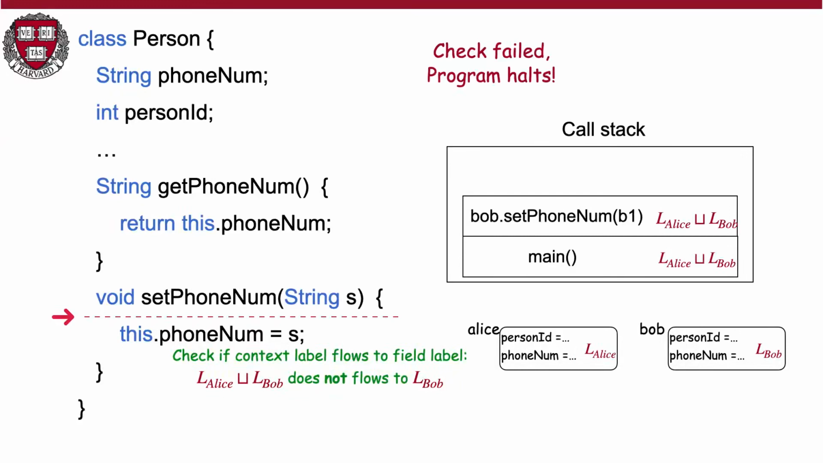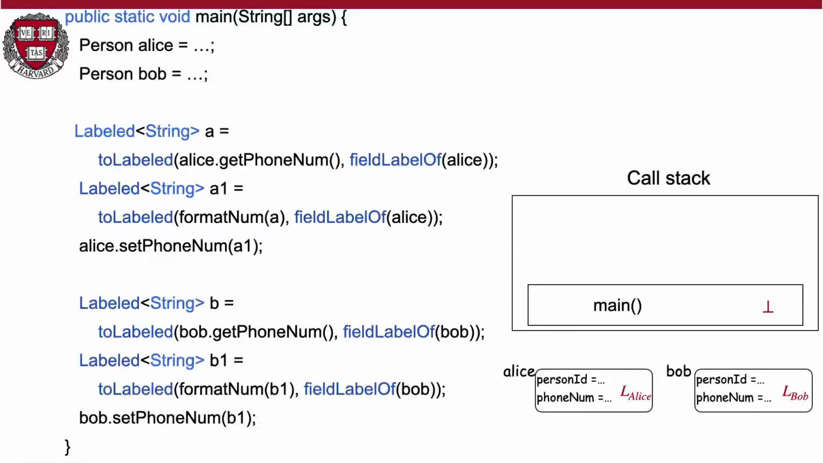Context labels can soundly track and control the flow of information. However, in some cases, it is imprecise. That is what happened here. The data written to the field of object Bob depends only on information with label LBob, but the context label was the join of LAlice and LBob before updating Bob's phone number. The program unnecessarily halts due to such imprecise tracking.